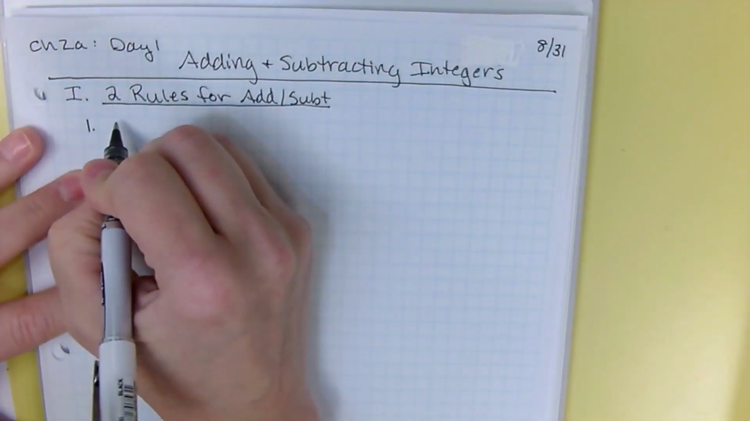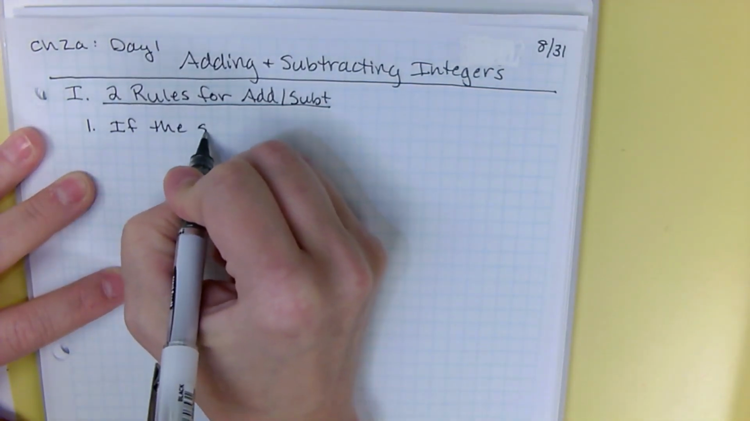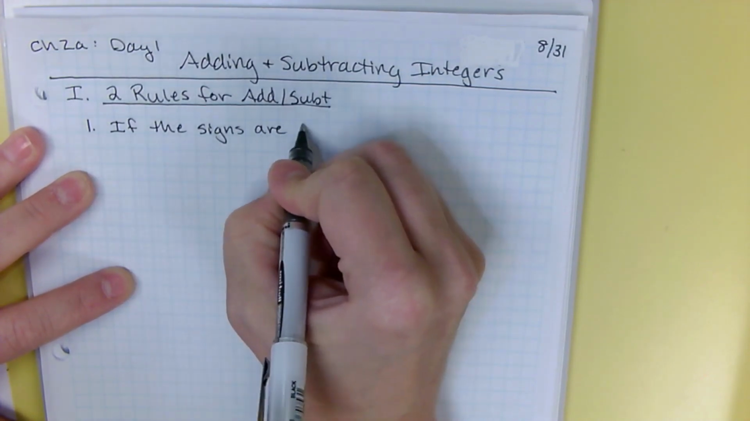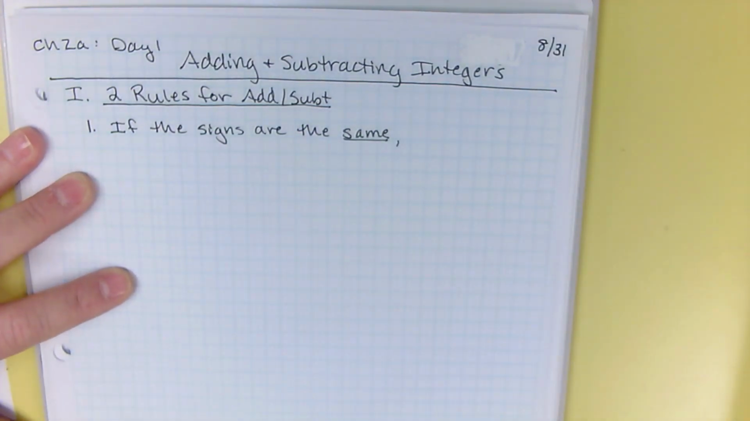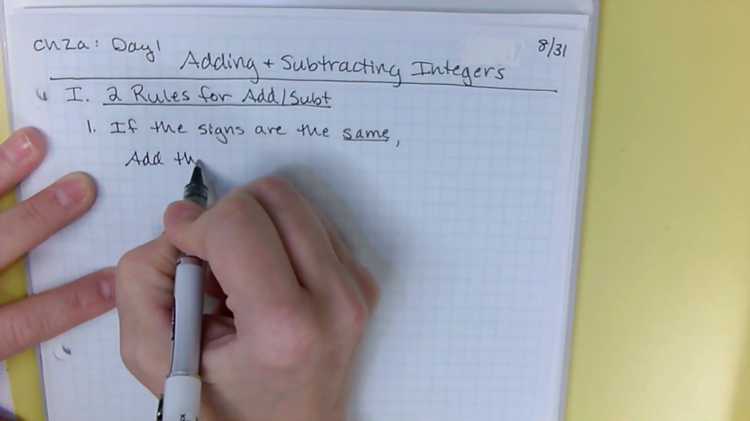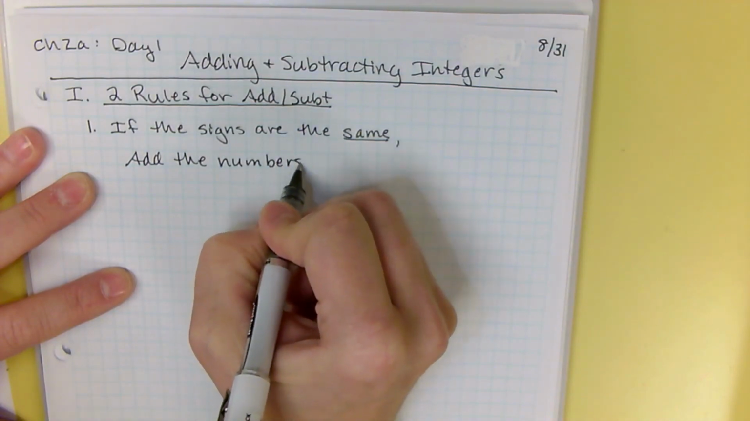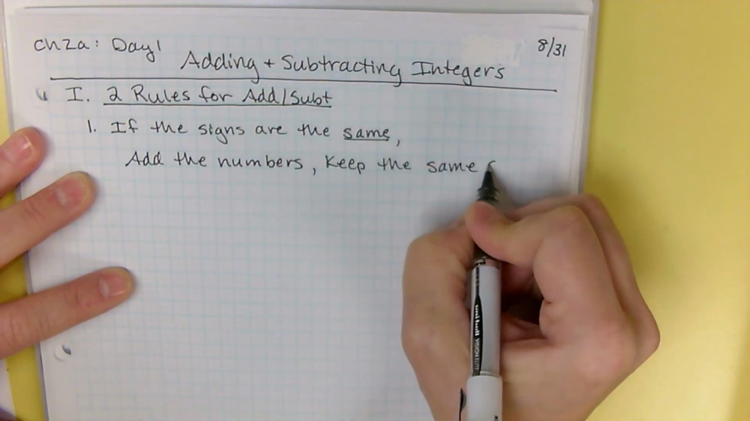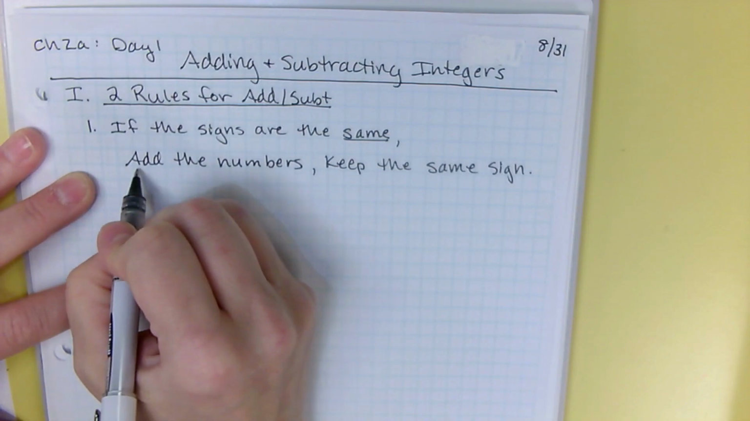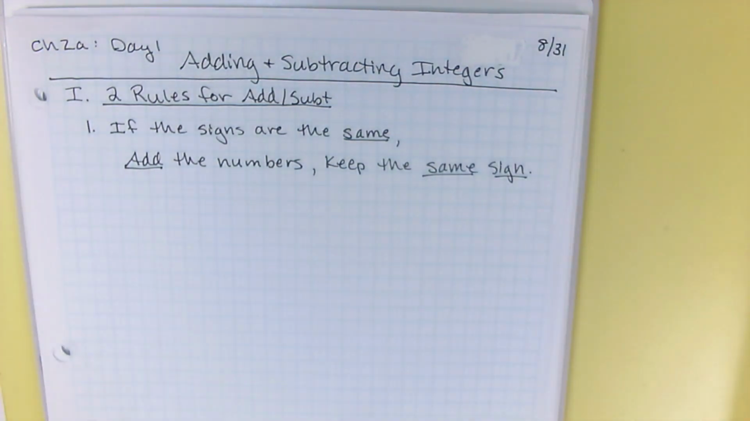Rule number 1. The rule is if the signs are the same, so they're both positive or they're both negative, add the numbers, keep the same sign. That's the whole rule. If the signs are the same, add the numbers, keep the same sign. It really is that simple. So that's the first rule.